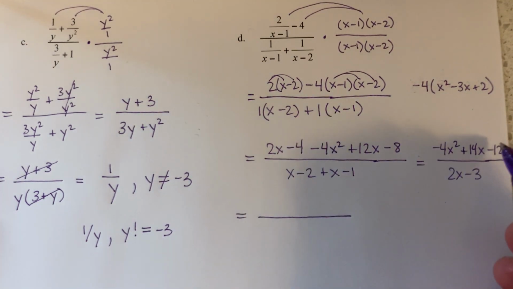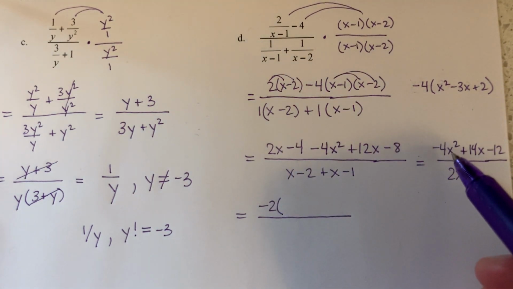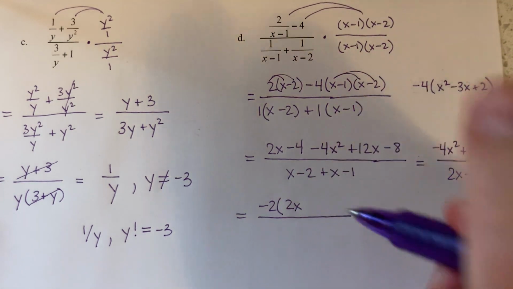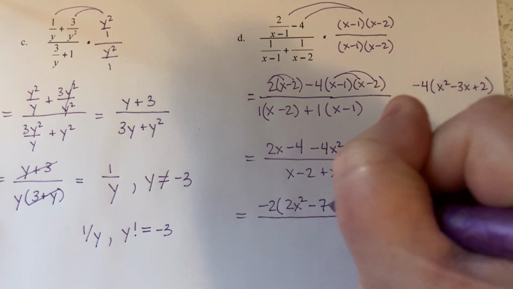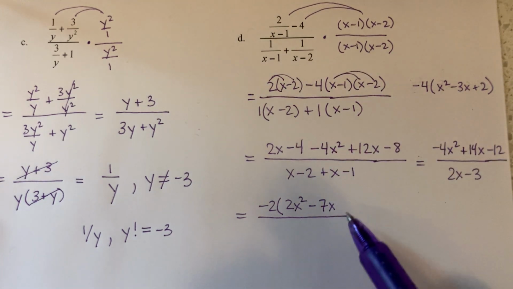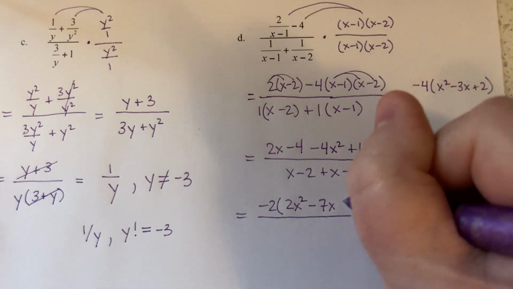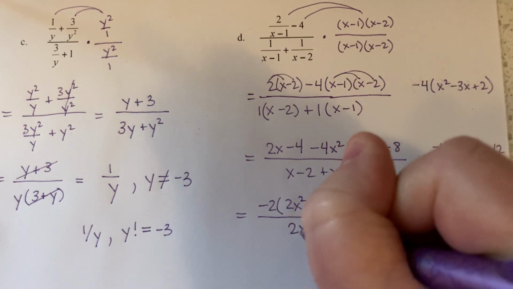First, I'm going to factor out the GCF and factor out a negative to make that leading coefficient positive. So after I factor out a -2, I get positive 2x squared minus 7x, because it's going to flip the signs. And then -12 divided by -2 makes plus 6 over 2x minus 3.